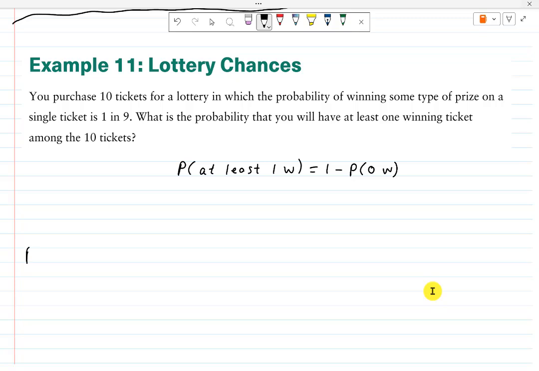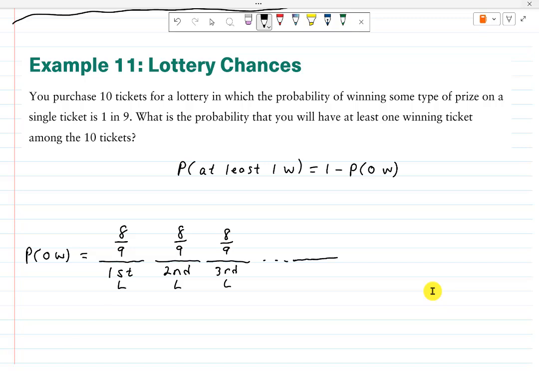Same as before, I'll put it down here. The probability of 0 winners, that means on the first one, you had a loser, and your chances of losing are 8 out of 9. On the second one, also a loser, also 8 out of 9. The third one, loser, 8 out of 9. Well, I think you're getting the idea here. I'm not going to write all of them down. And then finally we bought 10 of them, so the 10th was also a loser, 8 out of 9. These are all multiplied together, so we have 8 over 9 to the 10th.